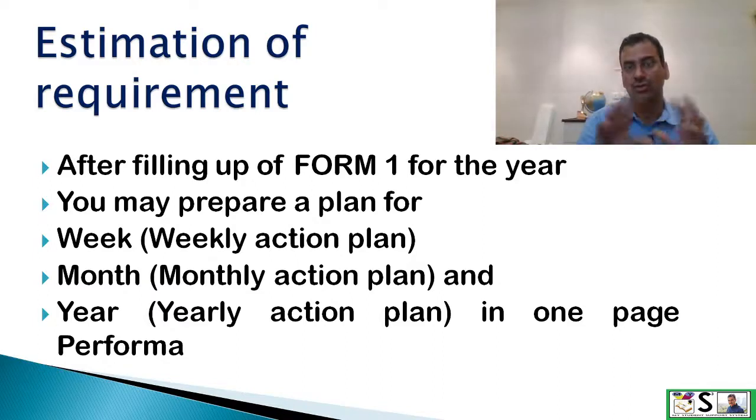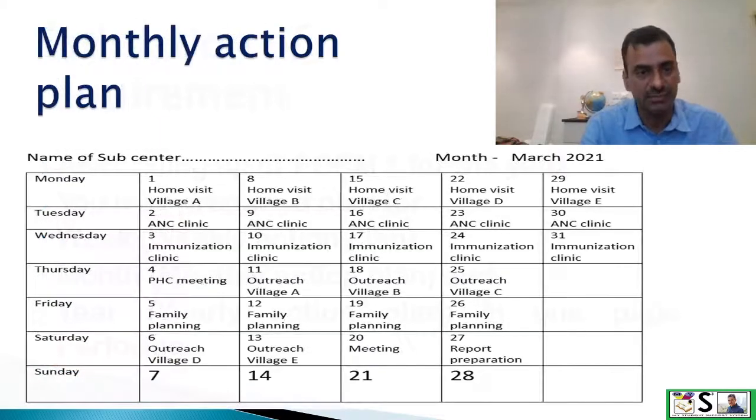Then we will make a one page pro forma or action plan for the whole year, for the week, that is the weekly action plan, as well as for the month, that is also known as the monthly action plan. Here you can see the example. This is an example of a monthly action plan. Here we write the name of the sub-center and the month, for example March 2021. And here we write Monday, Tuesday, these are the days of the week, and these are the dates 1, 2, 3, 4. So we write according to our plan.